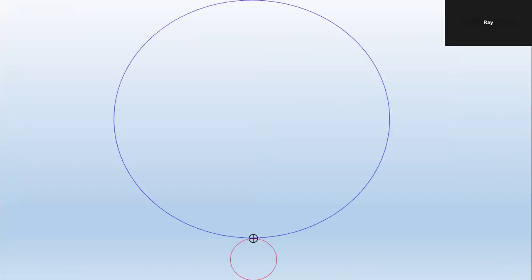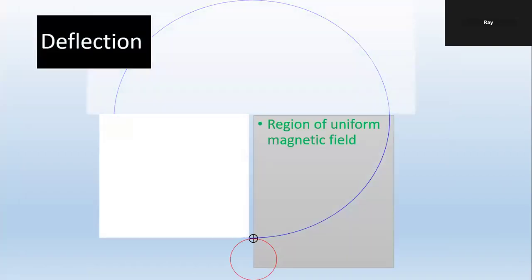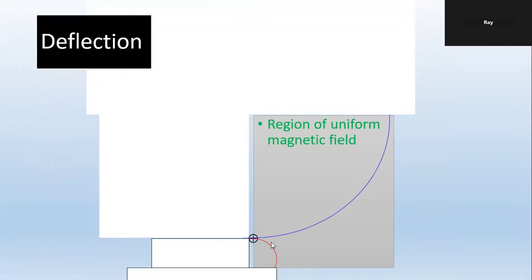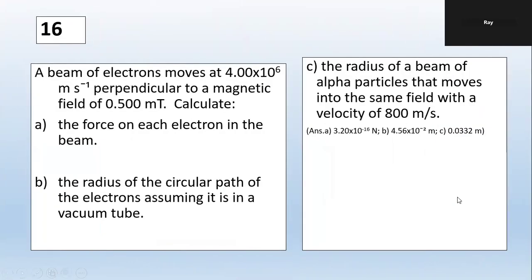If you are required to draw, then you have to bring your compass or use a coin if you don't have a compass. There's a beta, there's an alpha. It's an arc of a circle. Okay, try this one.